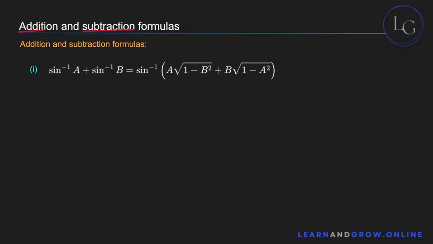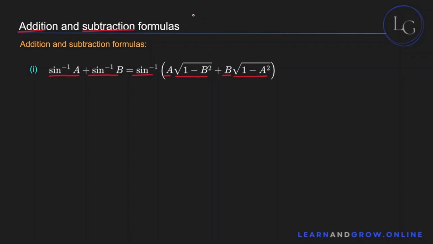Now let's see the addition and subtraction formulas of the inverse trigonometric functions. So let's look at this one here and let's prove it, and the others will become very easy to understand once you understand this one. So it says that sine inverse of a plus sine inverse of b is equal to sine inverse of a into under root of 1 minus b square plus b into under root of 1 minus a square. So how did we get here?